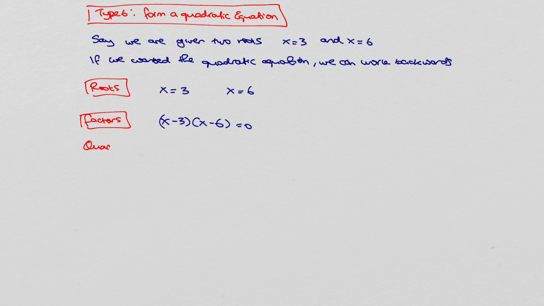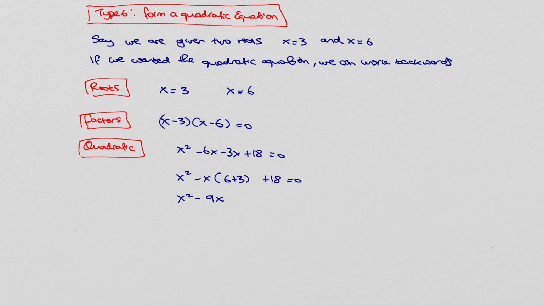So therefore the quadratic then is very simply found by multiplying out your brackets. So we'd have x by x is x squared, x by minus 6 is minus 6x, minus 3 by x is minus 3x, and minus 3 by minus 6 is plus 18 equals 0. And if I take out x as being common, then we have minus x times 6 plus 3, plus 18 equals 0. So we end up with x squared minus 9x plus 18 equals 0. So that's kind of the long way of getting your quadratic.